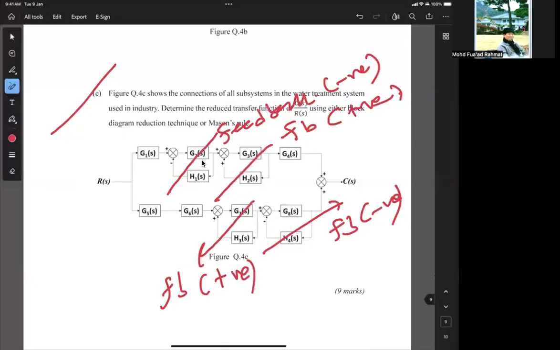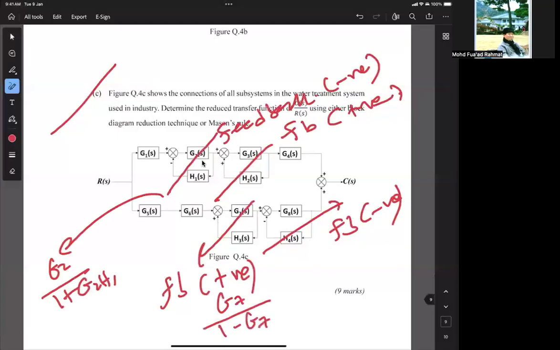I'll show you for this one. Simplify this one, so it will be G2 over 1 plus G2 H1. For the positive feedback, this one will be G7 over 1 minus G7 H3. One positive, one negative. And then this one will be cascaded to G1, and this one will be cascaded to G4. Cascaded means that you multiply everything. Same for the bottom one.